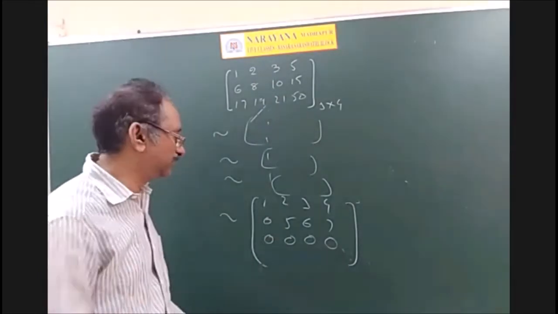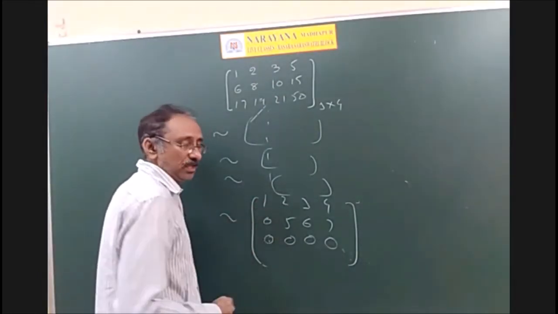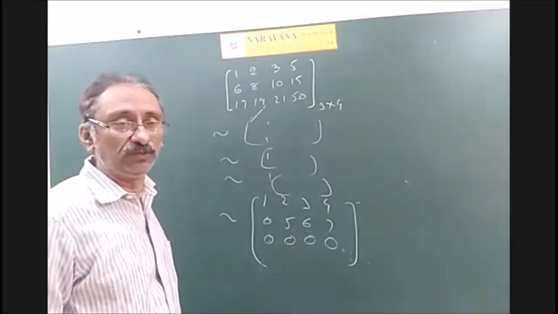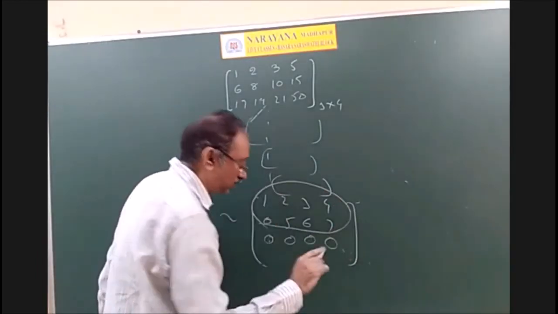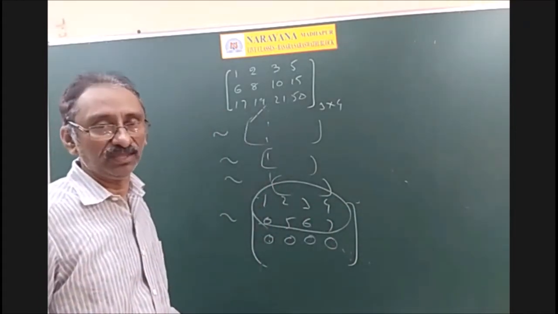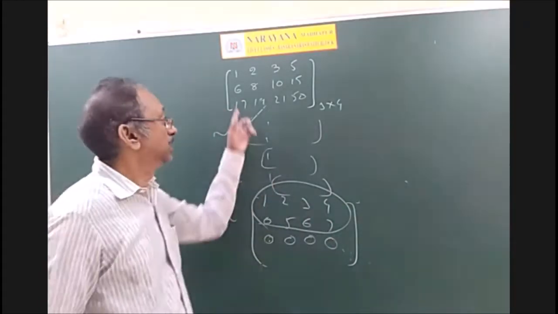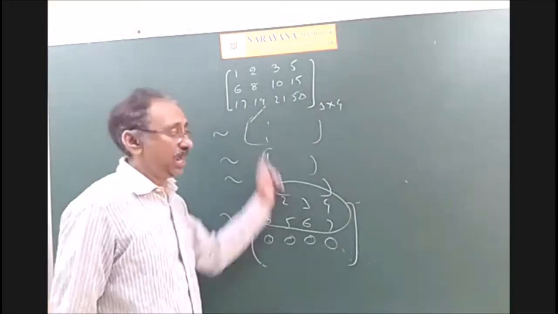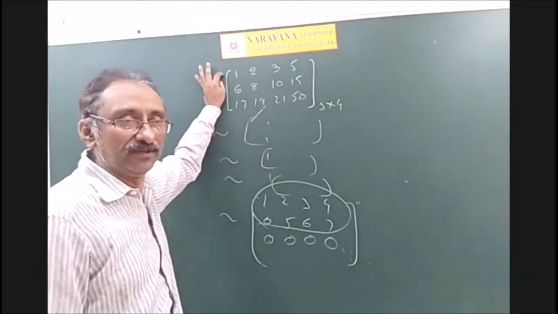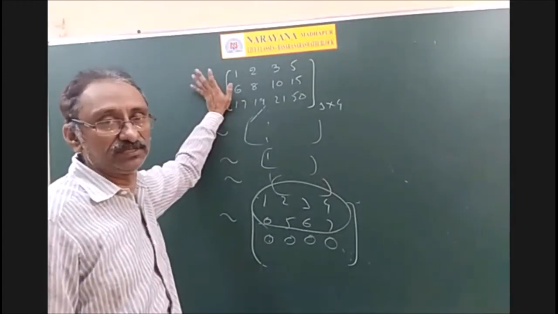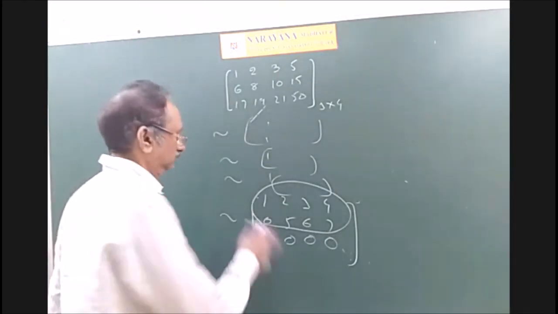And what is the rank of this matrix? It is in echelon form. The number of non-zero rows will give you the rank of the matrix. And see how many non-zero rows are there? Only 2 non-zero rows are there. And therefore, the rank of this matrix is 2, and hence the rank of this matrix is 2. Okay, so that is the procedure we adopt. Right? Okay.